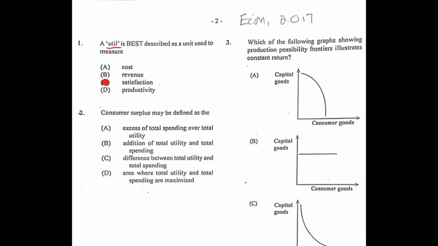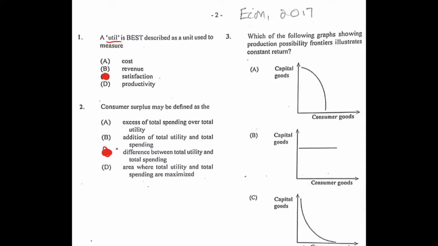So yes, 2 says consumer surplus may be defined as C, the difference between total utility and total spending. So again, this is essentially the additional benefit that consumers receive from the difference between their reservation price, that's the maximum price that they're willing and able to pay, and then the lower market price that they actually do pay. So it's due to the fact that their reservation price is higher than their market price, the price that they actually pay. That difference indicates the additional benefit, which is known as consumer surplus.